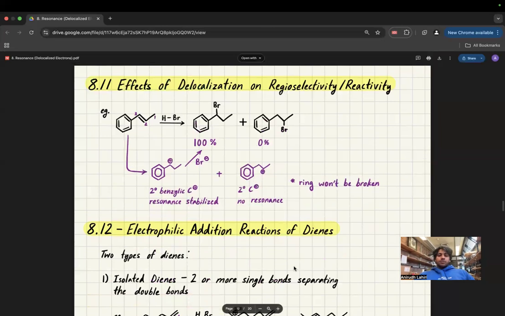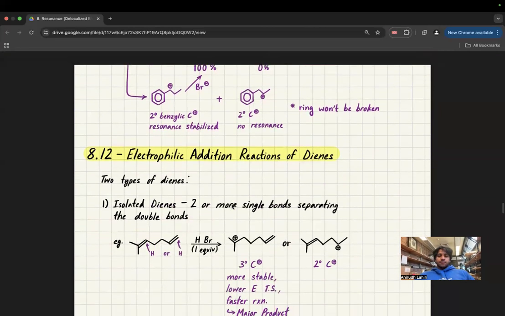Effective delocalization and regioselectivity. This position is preferred over this position. It just comes down to the fact that we will put our group on the most stable carbocation, right? The carbocation will form on the most stable position. Secondary benzylic is more stable than secondary. If the degree of substitution is the same, the one that's resonance stabilized will always win.